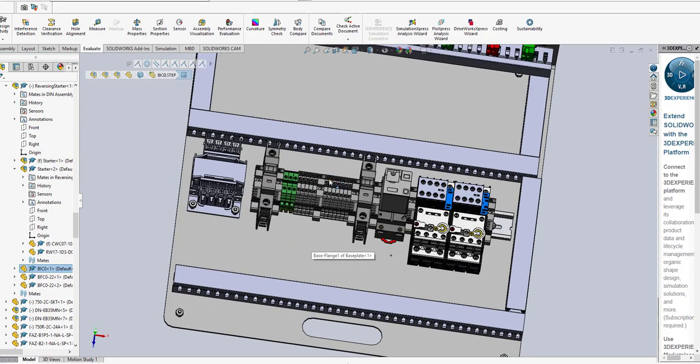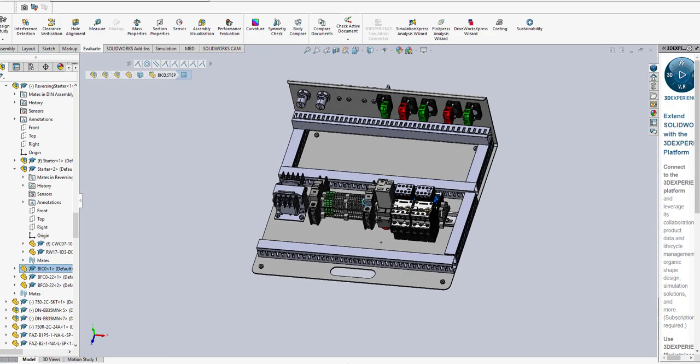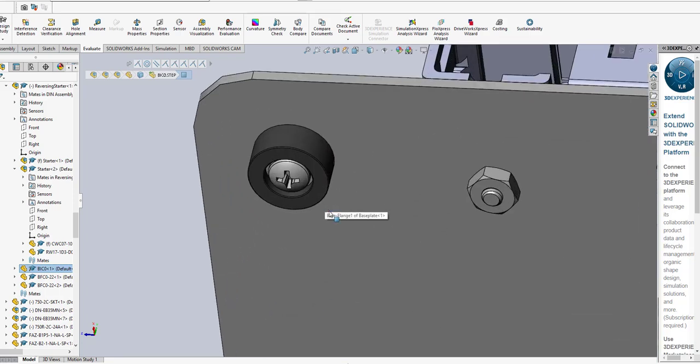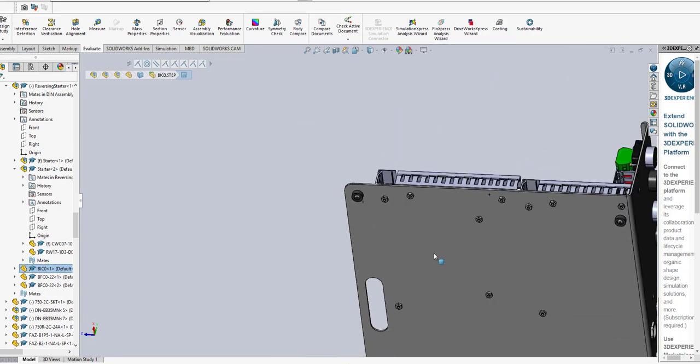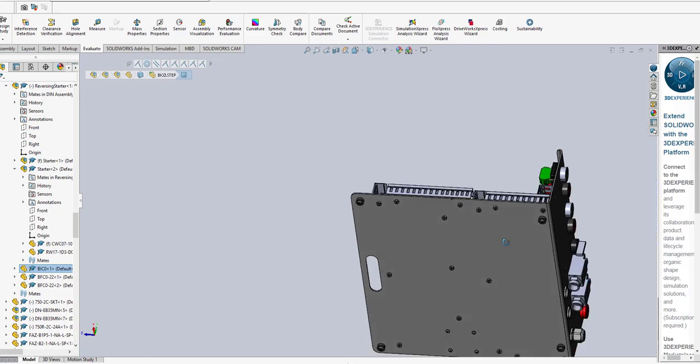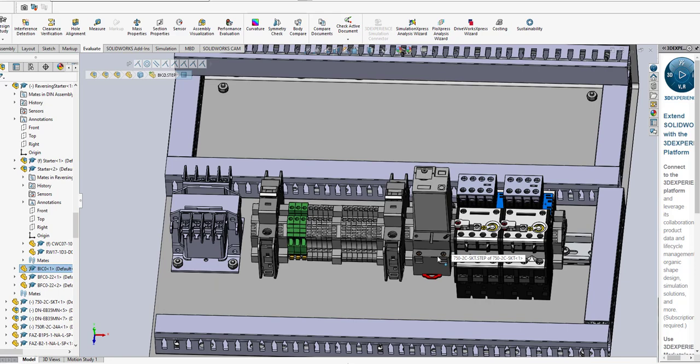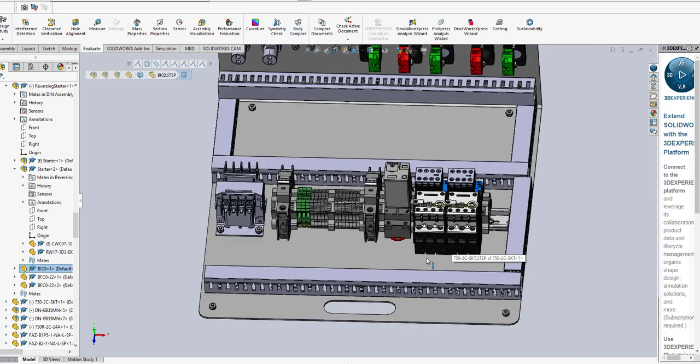Okay, a lot of items on here. We even have feet in your kit so you don't mark up your kitchen table or wherever it is you're working on. And we've got all the nuts and bolts and screws you need to put this together.